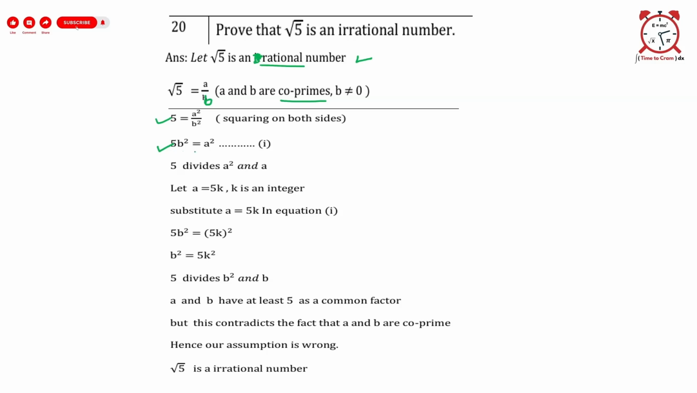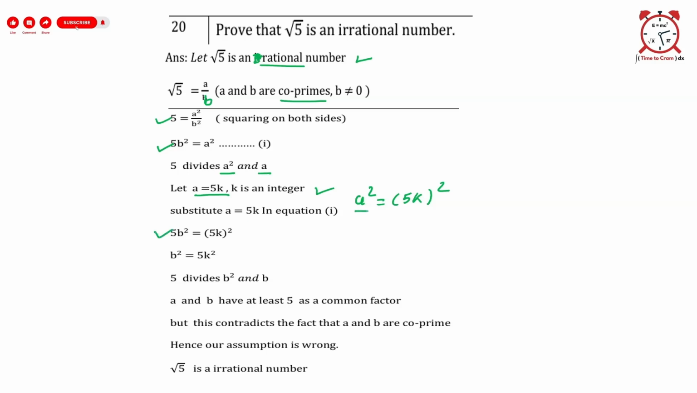As per the given theorem, 5 divides a square, and if 5 divides a square, then 5 definitely divides a. So a is a multiple of 5, because 5 can divide a. This is our new assumption: a equals 5k. Now let us square it: a square equals 5k whole square. After that we have to reach this step.